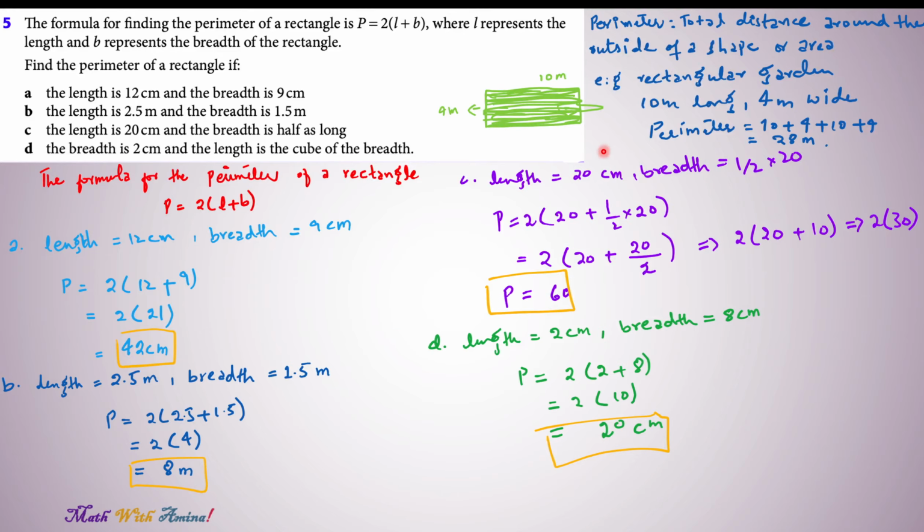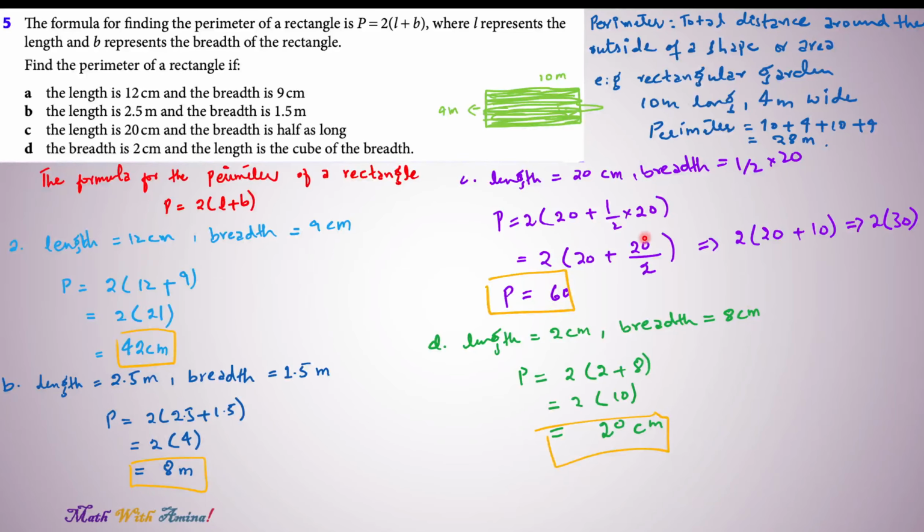The third part is length is 20 centimeter and breadth is half as long. So length is 20 centimeter, breadth is half as long. So half the length, that is 20 centimeters. It means 20 divided by 2. When it is half, it means that the measurement is divided by 2. So half multiplied by 20 would become 20 by 2.